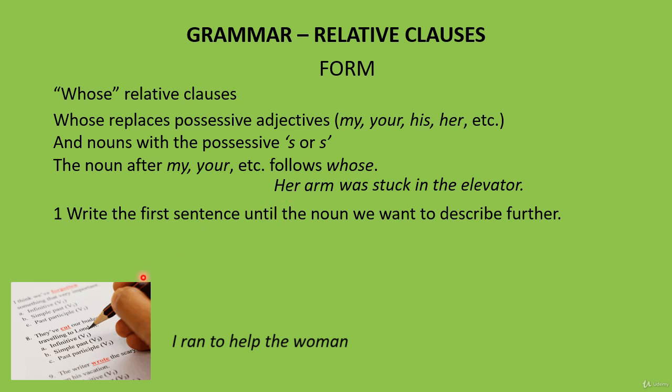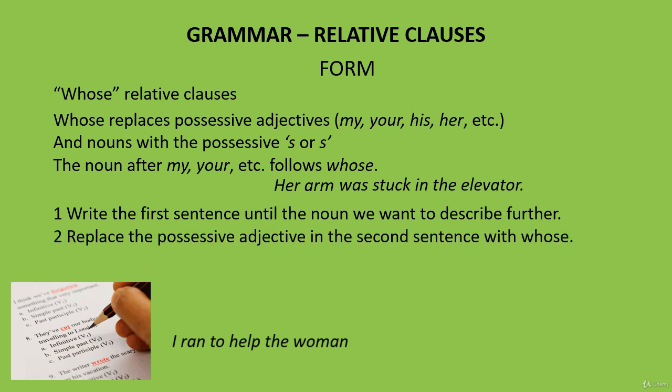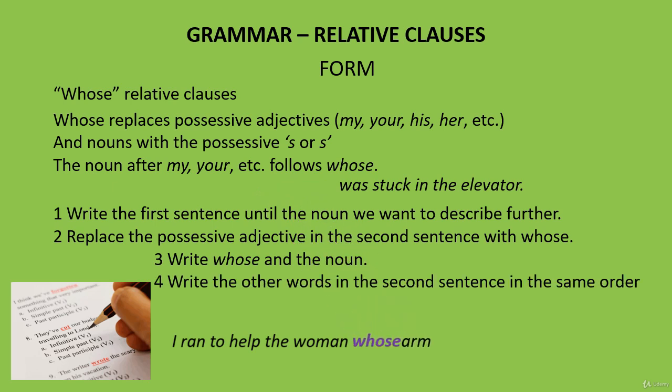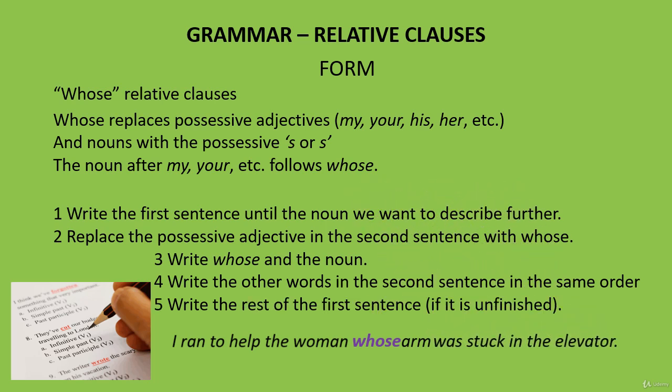So we replace the possessive adjective in the second sentence with whose. We write whose and the noun next to woman. Then we write the other words to the second sentence in the same order. Finally, we write the rest of the first sentence, if it's unfinished, and in this example, it is finished. I ran to help the woman whose arm was stuck in an elevator.